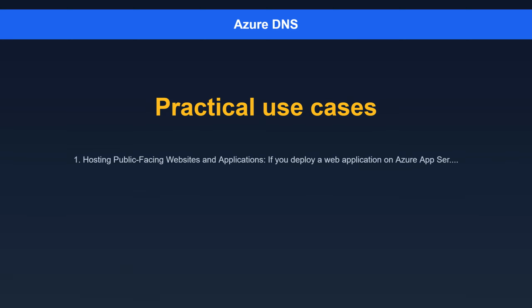Use case 1: Hosting public-facing websites and applications. If you deploy a web application on Azure App Service, Azure Virtual Machines, or Azure Kubernetes Service, you'll need a way for users to access it via a custom domain name, for example, mycompany.com. You would create a public DNS zone in Azure DNS for mycompany.com, and then add A records pointing to the public IP address of your web server, or CNAME records pointing to the app service's default domain. This allows global users to resolve your custom domain to your Azure-hosted application.